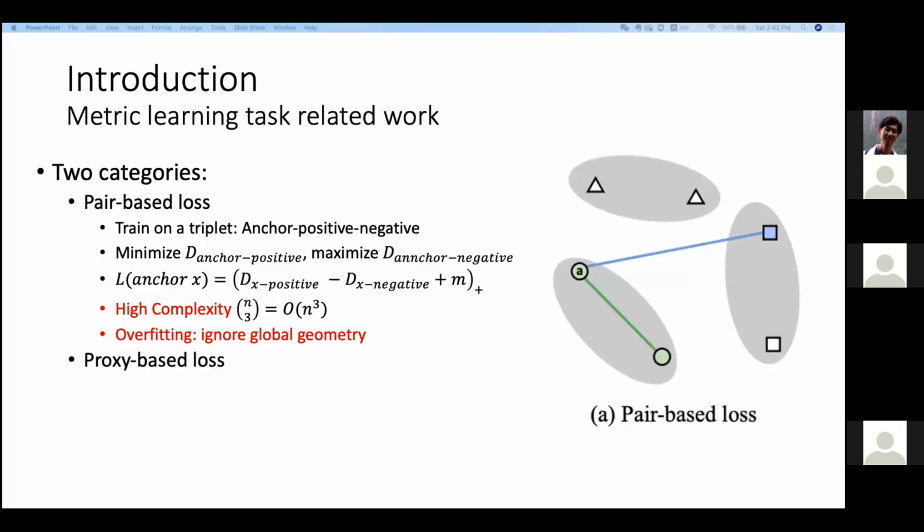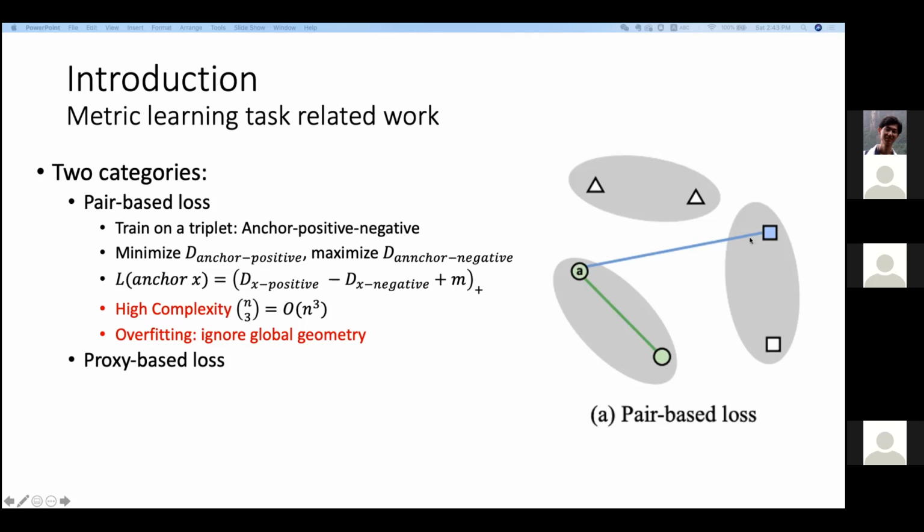In metric learning, there are mainly two categories of losses. The first one is pair-based loss. Pair-based loss is usually defined on a triplet. Every time I take an anchor image, which is just a random image from your training set. Then I select a positive image, which belongs to the same class as the anchor. I also select a negative image from another class. So they form a triplet. The triplet loss is to minimize the distance between anchor and positive, and at the same time, maximize the distance between anchor and negative.